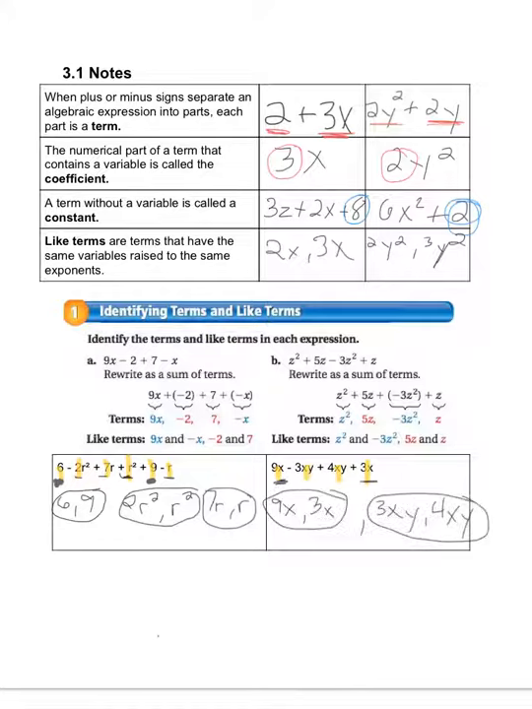Did you identify 9x and 3x as like terms? Did you identify 3xy and 4xy as like terms? If you did, great, you're on the right track. If you didn't and you still need some extra help, make sure you come see me during class.